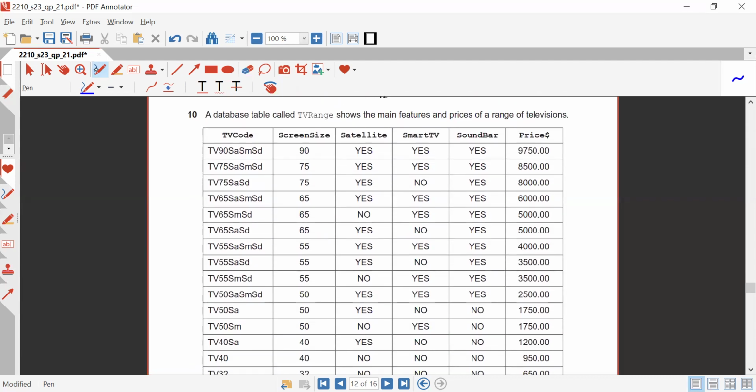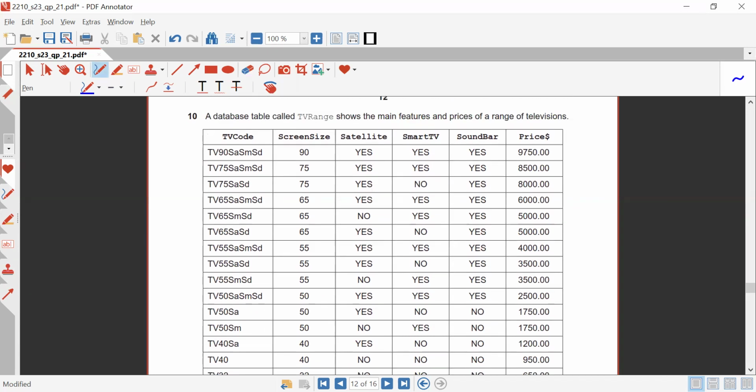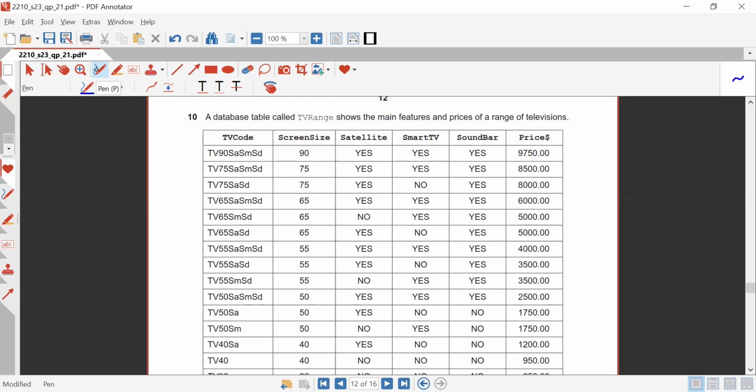Okay, now question number 10. What does question number 10 say? It says a database table called TV range shows the main features and the prices of a range of televisions. So TV code is there, screen sizes are there, satellite is there, smart TV is there, sound bar is there, and the prices are there.